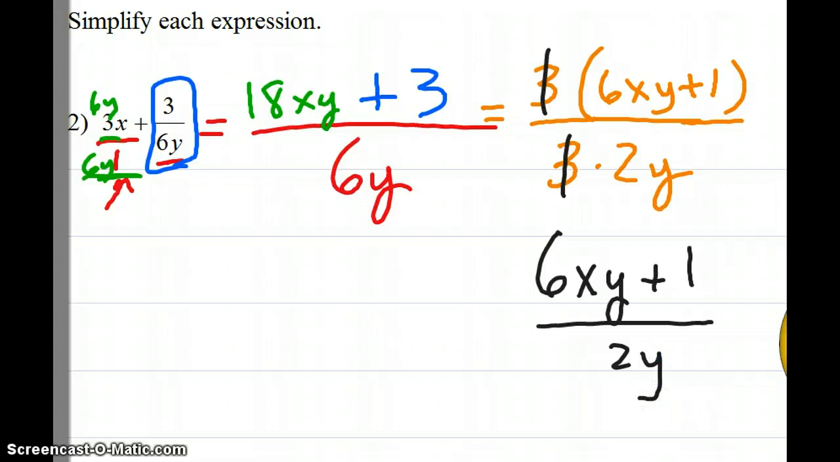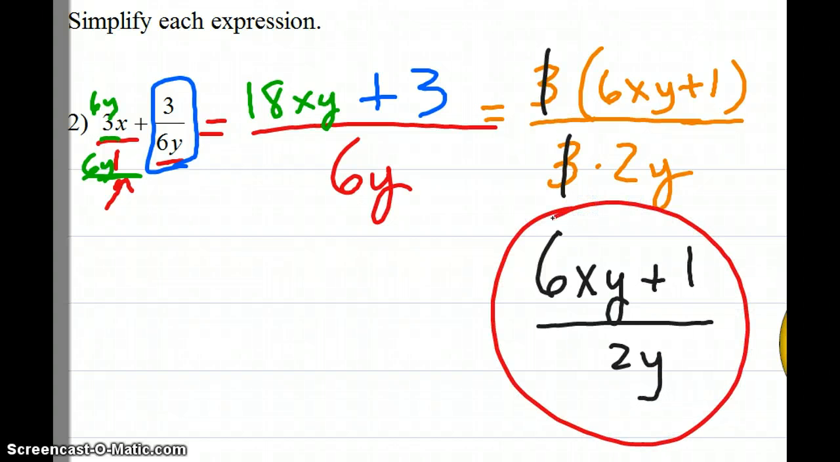One of the tendencies is to cancel out some y's. If every term in the top doesn't have a y, that will become your final answer.